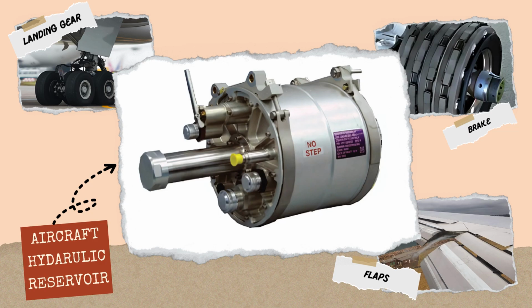This redundancy is key in a fail-safe design. Even though one part of the system fails, the plane can keep flying safely until it can land and get the issue fixed. It is a smart way to ensure that one failure doesn't lead to a disaster.